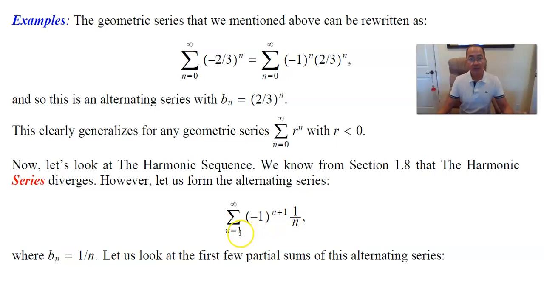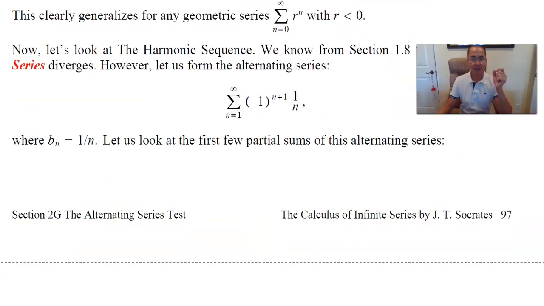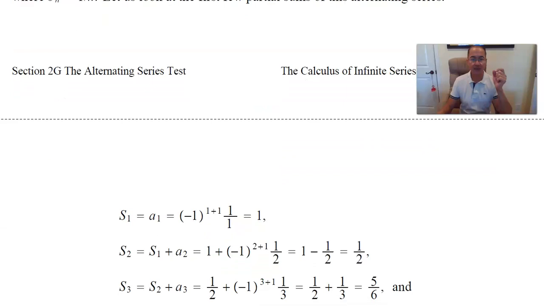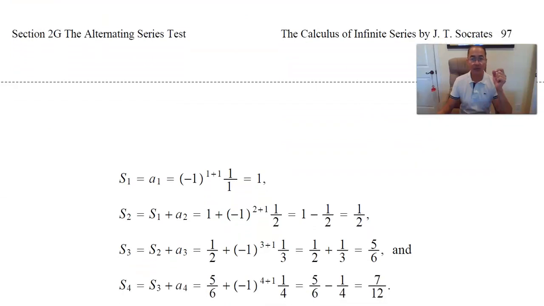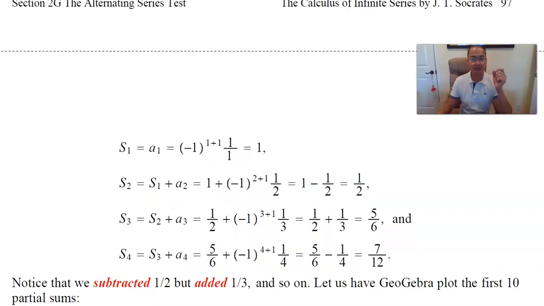Okay, so because we're starting at n equals 1, don't divide by 0. 1 plus 1 is 2, negative 1 squared is positive 1. So this alternating series starts with positive 1 over 1, and then negative 1 over 2, positive 1 over 3, negative 1 over 4, and so on. So let us take a look at what is going on with the partial sums.